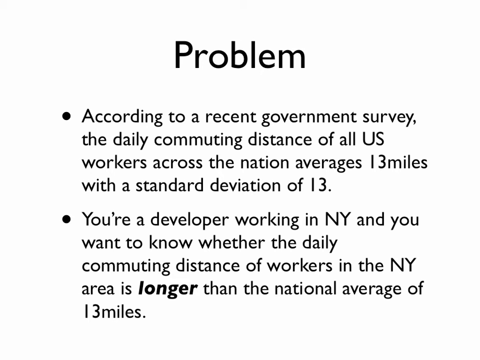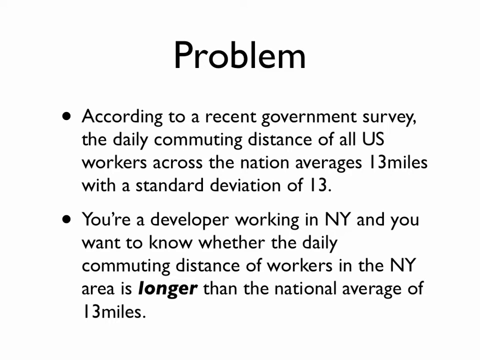So now let's do a slightly different variation on the same problem. Exact same numbers, but we're going to change the way the question is stated just a little bit. So according to a recent government survey, the daily commuting distance of all U.S. workers across the nation averages 13 miles, with a standard deviation of 13 miles. Same population variables. The mean of the population and the standard deviation of the population are the same as in our original problem.